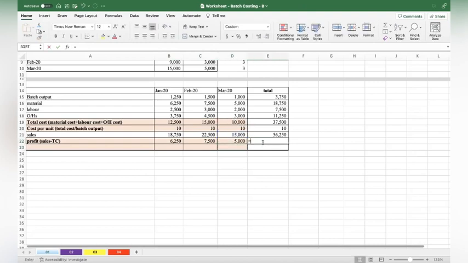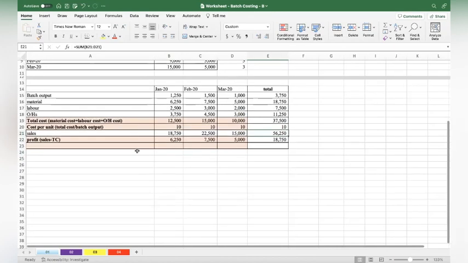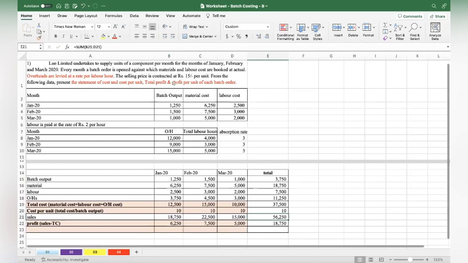Right, now let's find out the total profit for all these 3 months. That will be 18,750. Okay, the summation of these three. We can take the summation of these three, or we can take total sales and subtract total cost. Okay, better to take it like this, since we have total values, then you can cross-check with all the numbers. What is the next requirement?